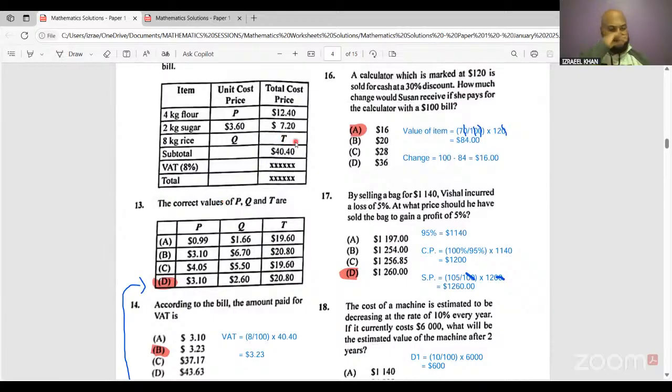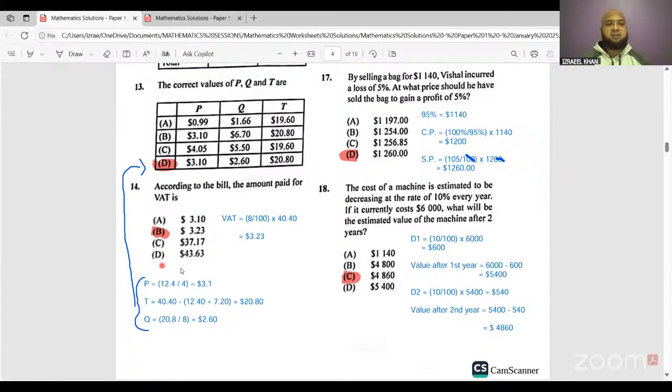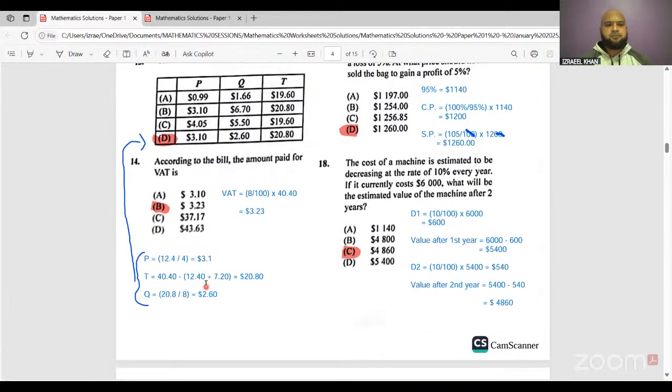With T, and again, we can't work out Q unless we work out T, right? Well, how do we work out T? We add $12.40 to the $7.20. And when we add these two, we subtract it from the subtotal of $40.40. You could recognize that easily down here. So we added the 2 figures I just showed, $12.40 with $7.20, and subtract it from your $40.40, you get $20.80.